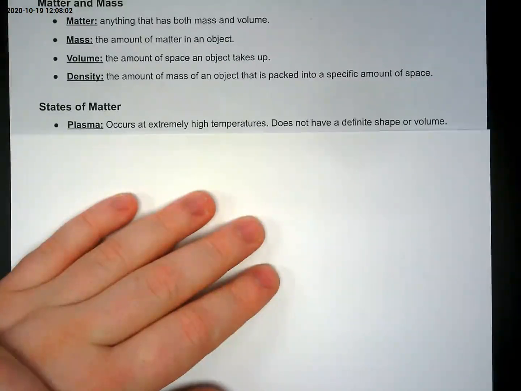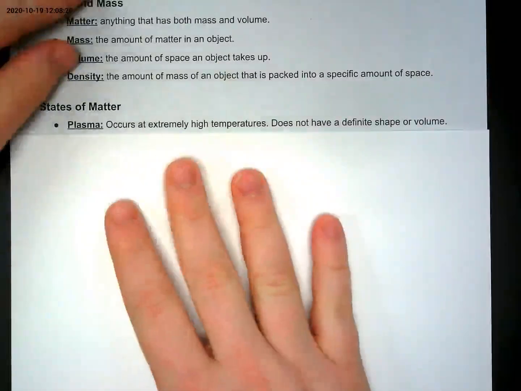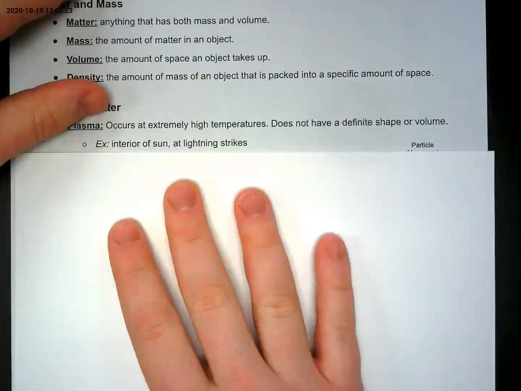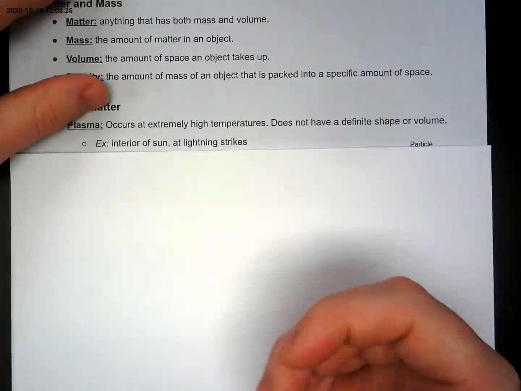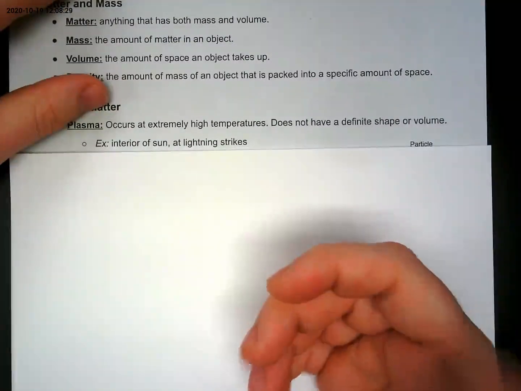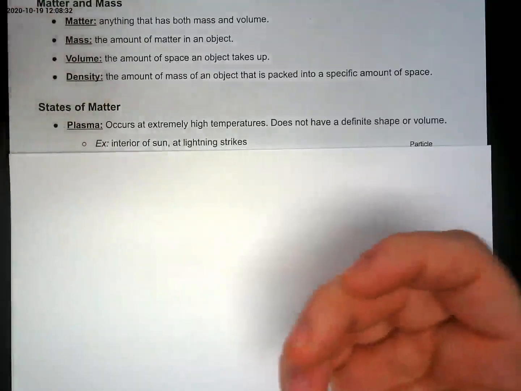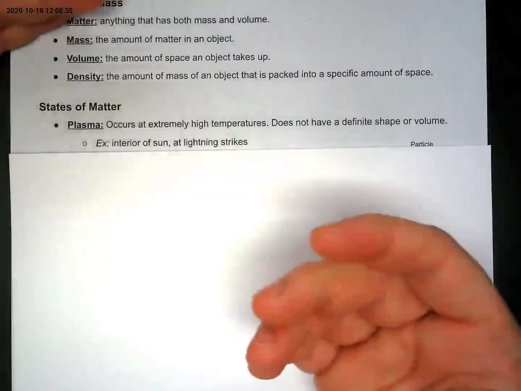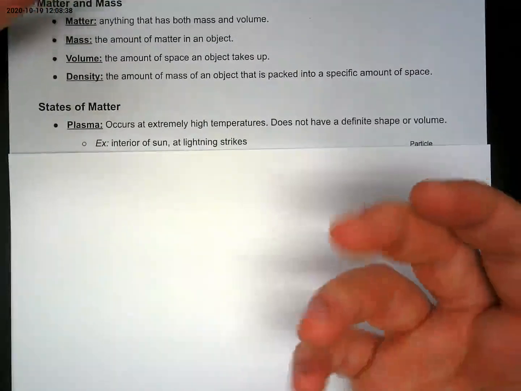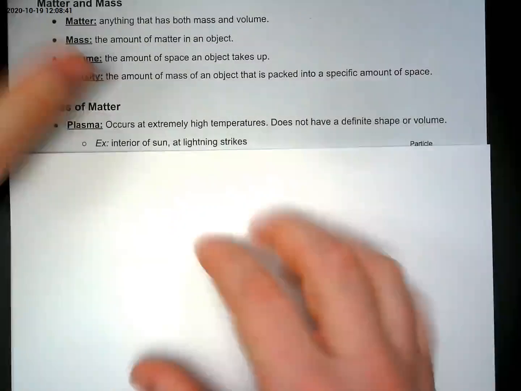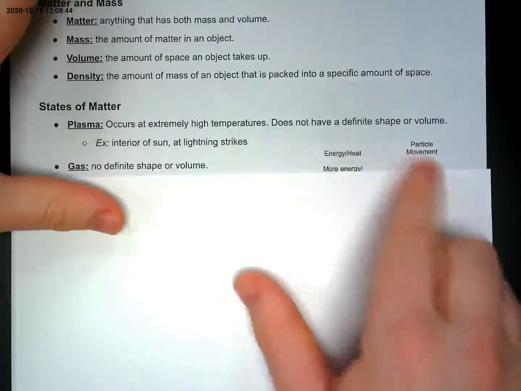You cannot measure it by tick marks. You cannot measure it by the amount of space it takes up because it doesn't really hold a shape. It cannot be contained within a specific area in order to calculate it for the most part. Okay. Now as examples of that, that's the interior of the sun. It is found at lightning strikes. So meaning that when you have that crack of lightning, that lightning itself for a split second is a form of plasma. Okay. I'll get to this stuff over here in just a bit.